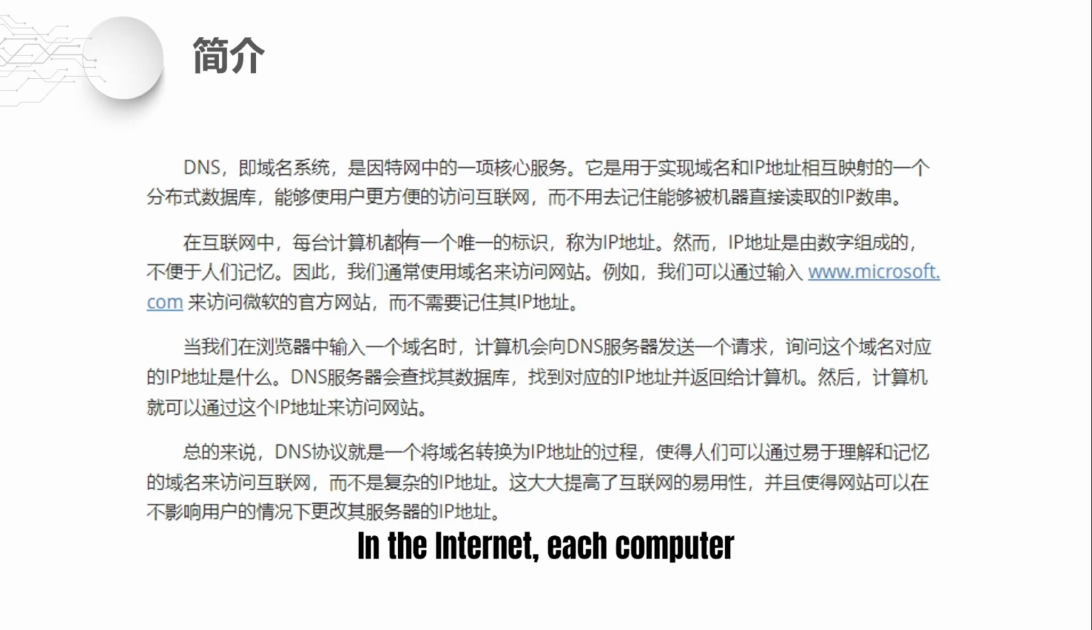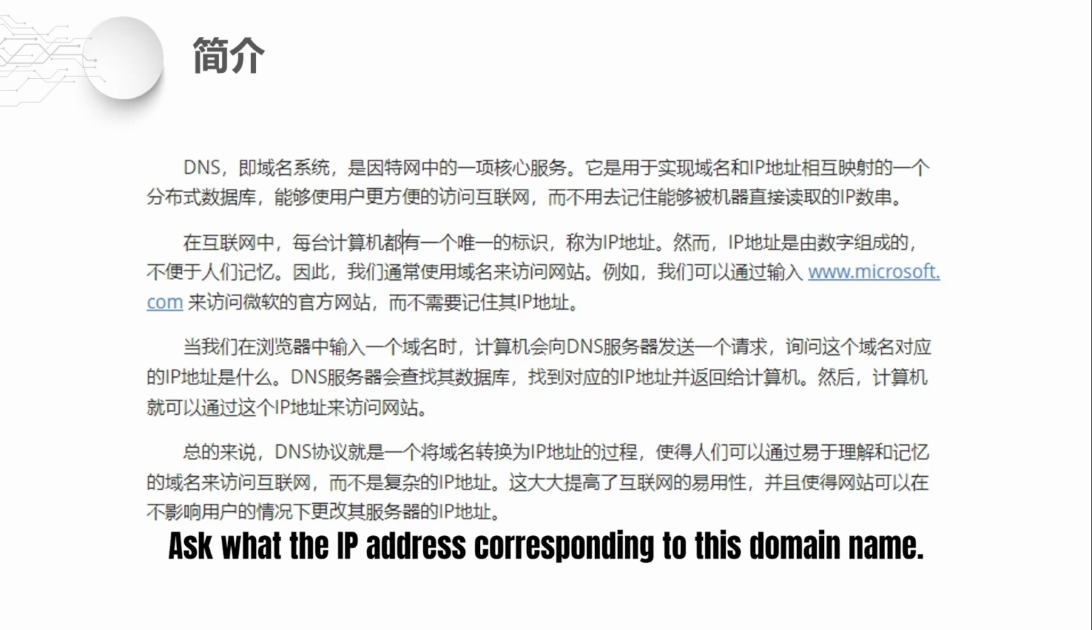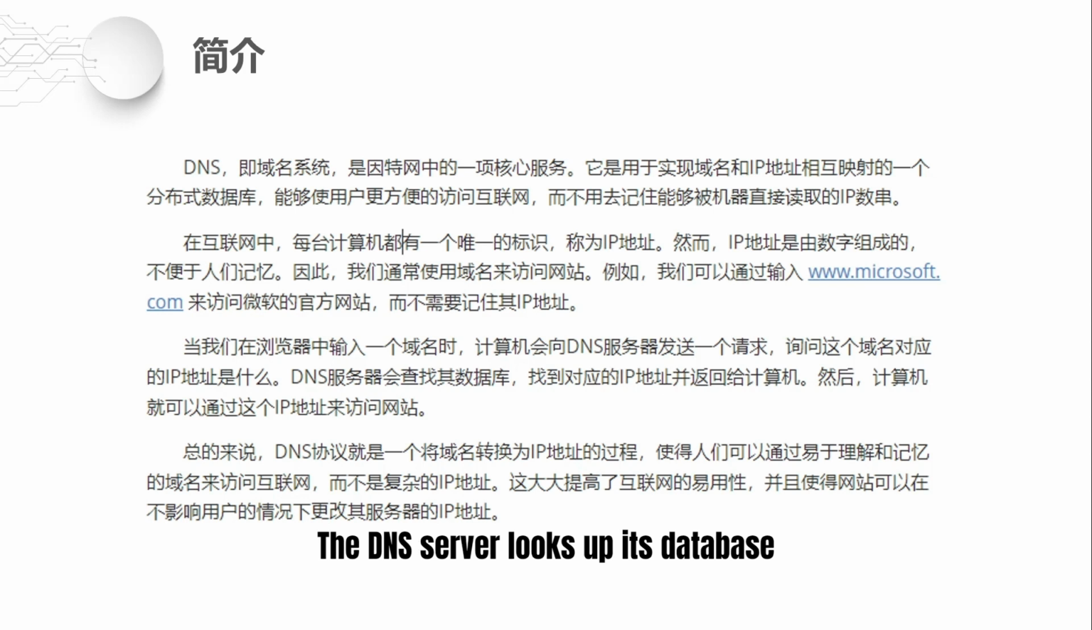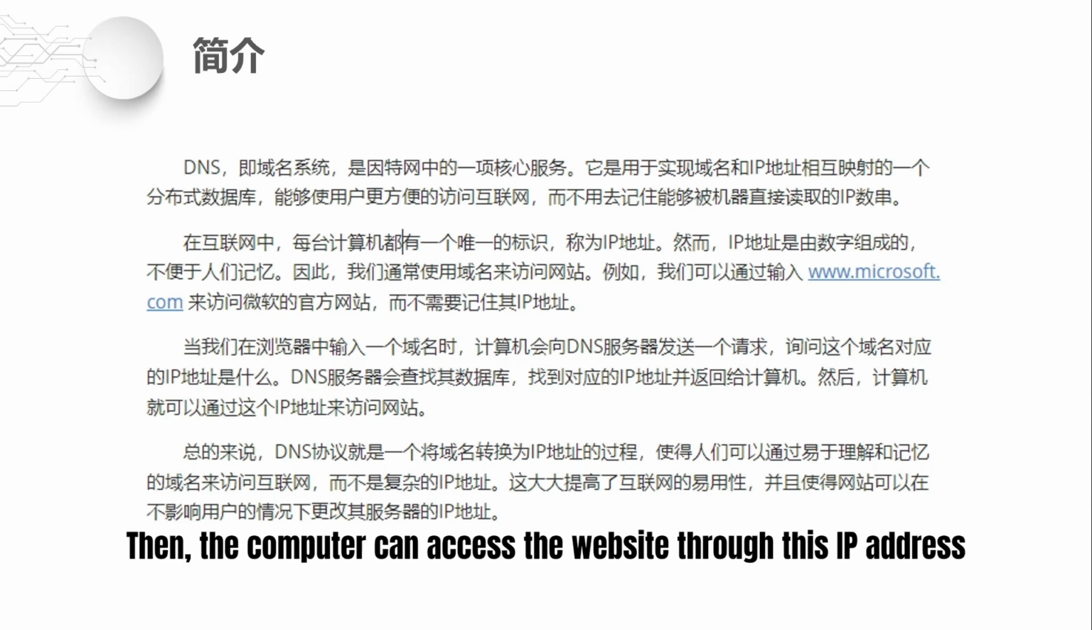In the Internet, each computer has a unique identifier called an IP address. However, IP addresses are composed of numbers and are not easy for people to remember, so we usually use domain names to access websites. When we enter a domain name in the browser, the computer sends a request to the DNS server, asking what the IP address corresponding to this domain name is. The DNS server looks up its database, finds the corresponding IP address and returns it to the computer. Then, the computer can access the website through this IP address.